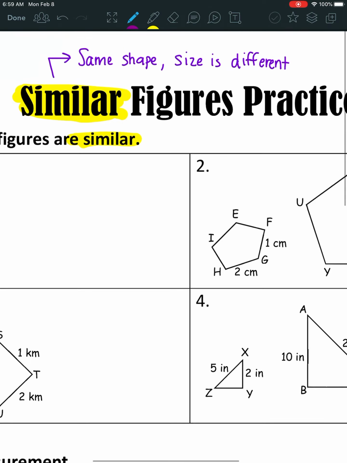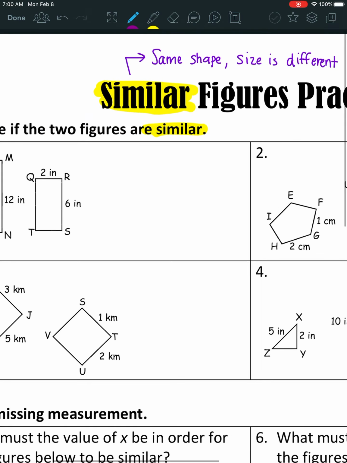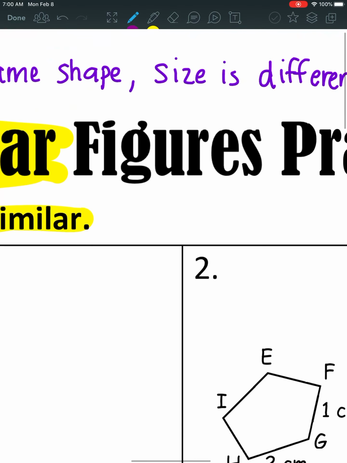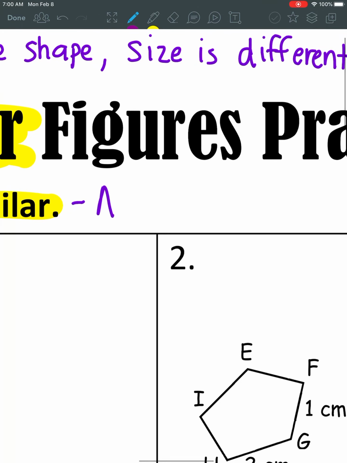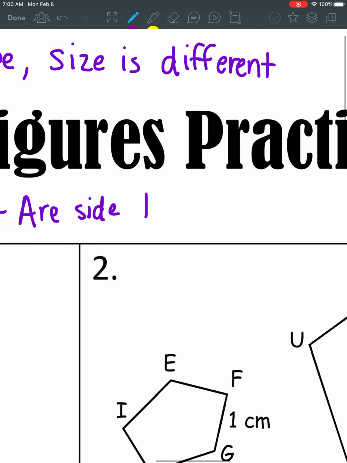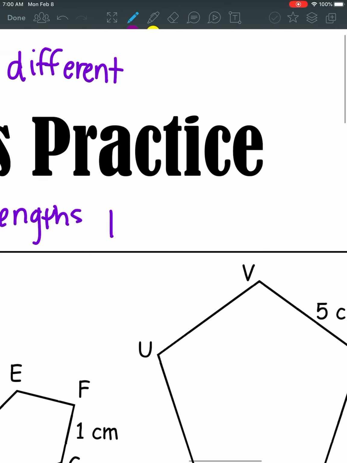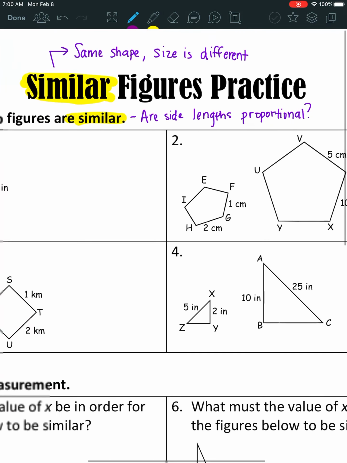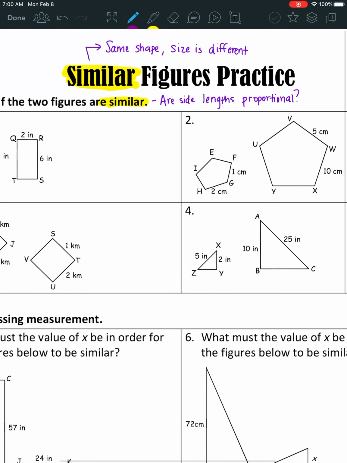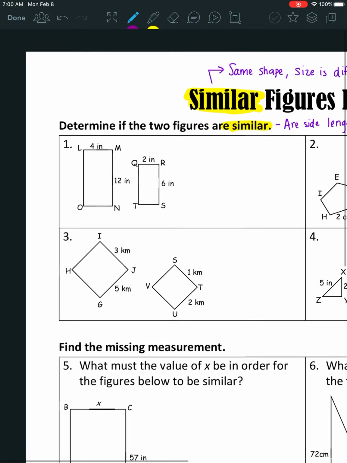So we've talked a lot about proportions. Proportions mean two ratios that are the same. So in order to be similar, we want to know, are the side lengths proportional? Now, also, and we're going to get into talking about angles, but in similar figures, the angles are the exact same. Here we don't have angles. We're more looking at, are the side lengths proportional?